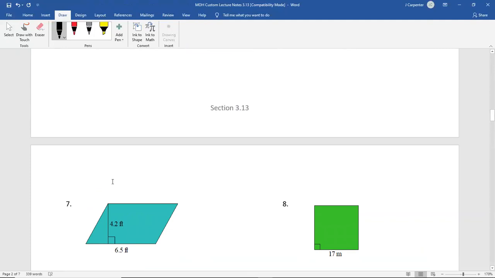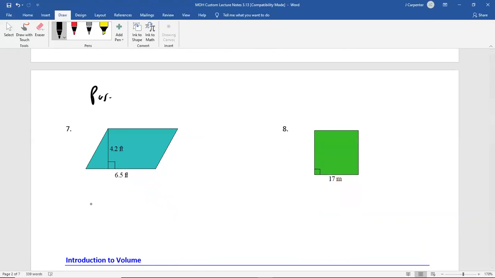7 and 8. So 7, these sides are parallel to each other, the top and the bottom, and then the left and the right sides that are slanted are parallel to each other. So this is a parallelogram, which says its area is just the width times the height, the base times the height, whatever you want to call them. It's just the product of these two numbers.